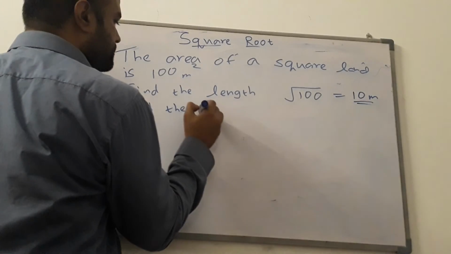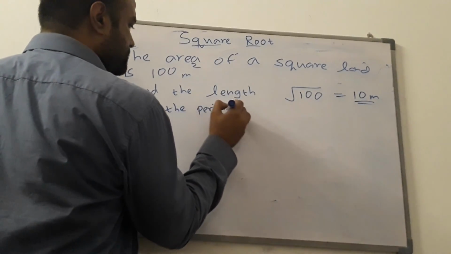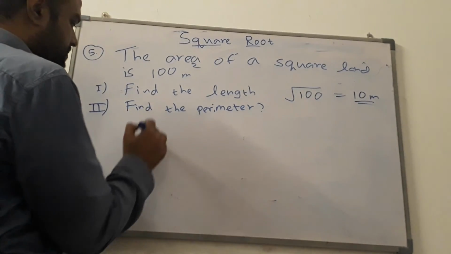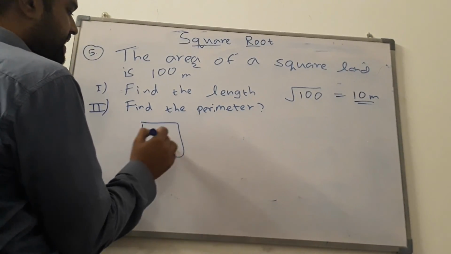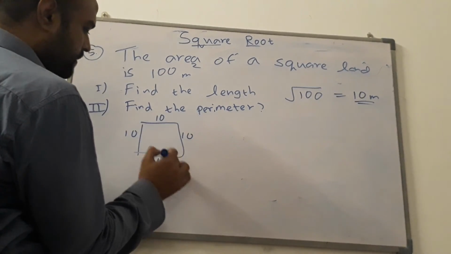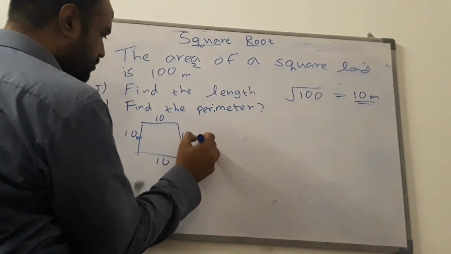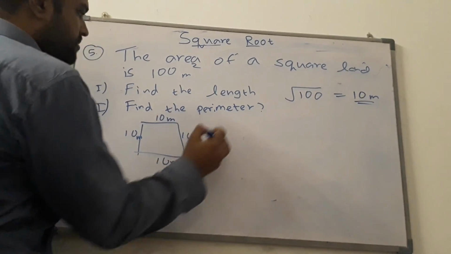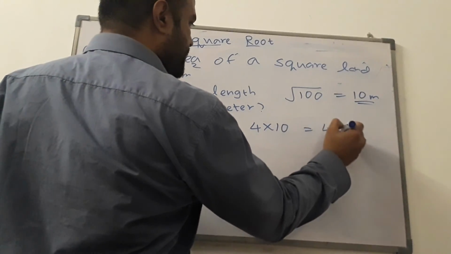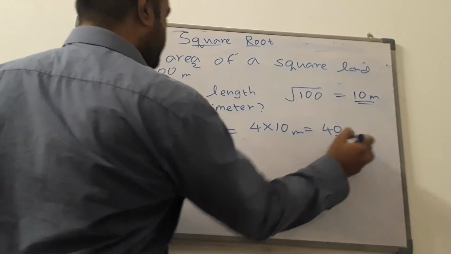Okay, second question. Find the perimeter. There are 4 equal sides. Now we know area is 100, hence one side is 10. So there are 4 sides, each side is equal to 10 meters. So answer is 4 times 10, 40 meters.